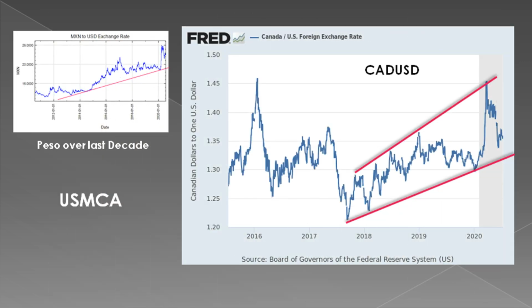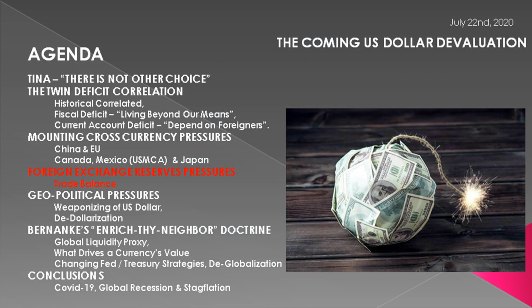The charts for the USMCA members of Mexico and Canada are also constructive for potential cross-currency strength. There is no guarantee of any of this occurring, but when we consider the twin deficits and these cross-currency pressures, our probability of a U.S. devaluation over the next 18 months to 2 years goes up dramatically. The U.S. dollar is slowly losing its hegemony as the global reserve currency. Eventually, this will cause a sea change for the U.S. economy and the U.S. standard of living.